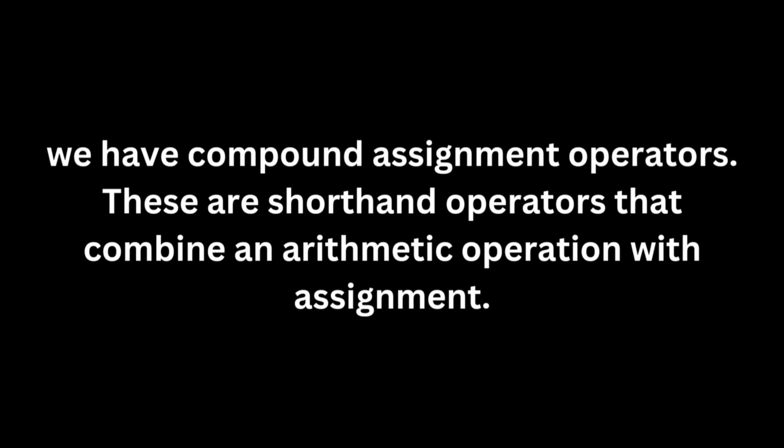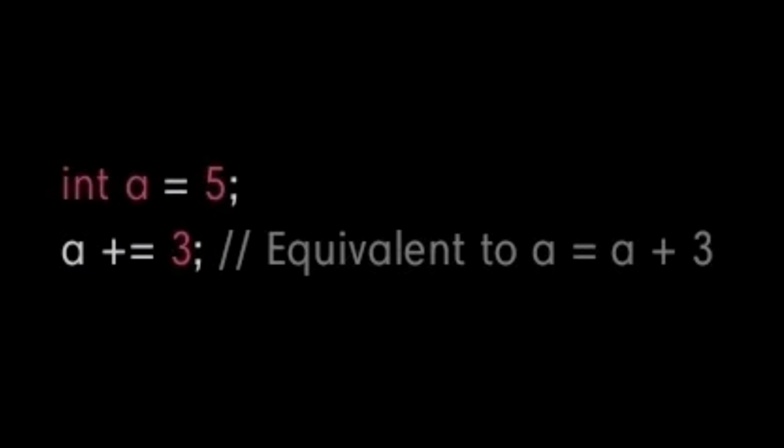Next, we have compound assignment operators. These are shorthand operators that combine an arithmetic operation with assignment. Let's take a look at some examples. First, the addition assignment operator, plus equals. It adds the right operand to the left operand and then assigns the result to the left operand. So, after this, a becomes 8.